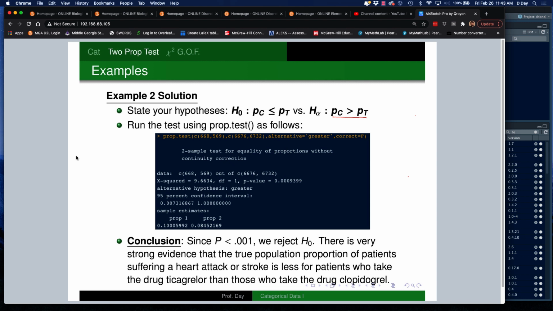So just like I did before, I'm going to run my prop.test to get my test statistic and my p-value. And we're going to do an alternative of greater than in my case, because I did the C group before the T group, so they have to be greater than the ticagrelor group to show that the ticagrelor group is less than. All right.